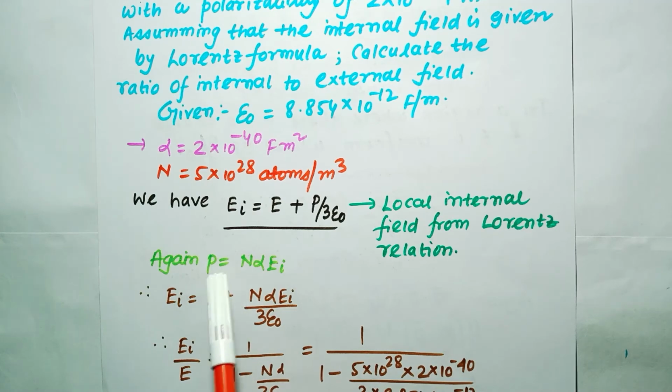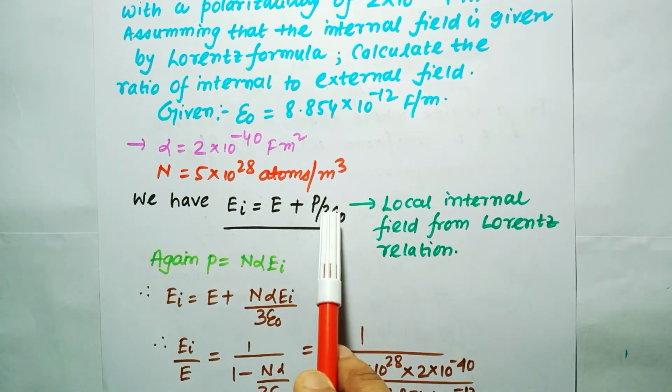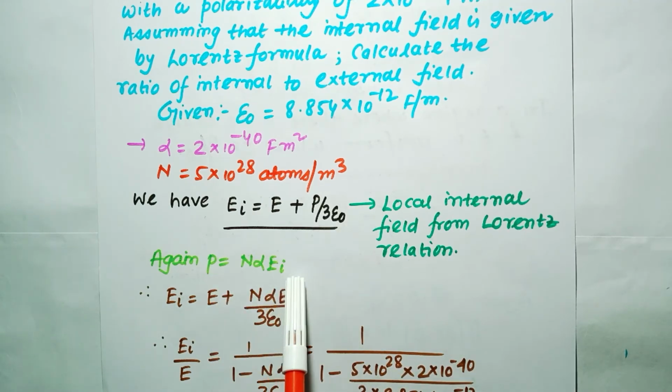Again we can put the value of P, the polarization, equal to N alpha E_i. It means alpha E_i is the dipole moment for one carrier, and if the charge density is capital N, then if I multiply the dipole moment by N, I will get the polarization vector.